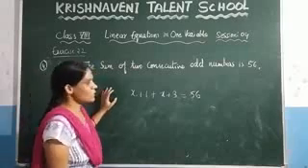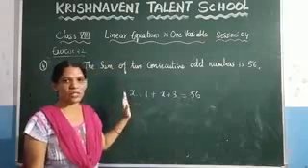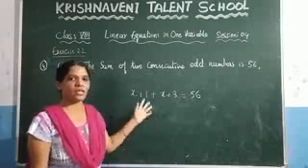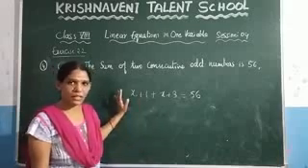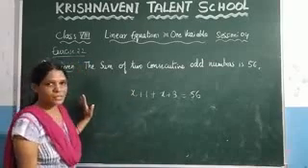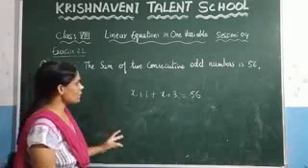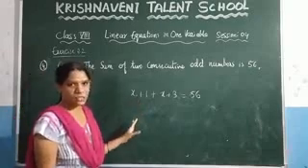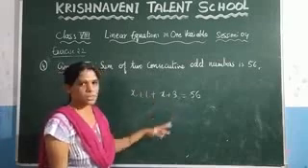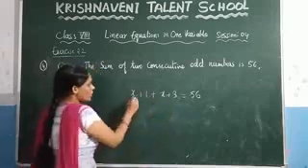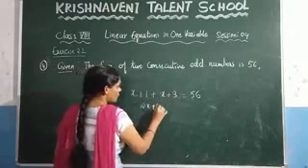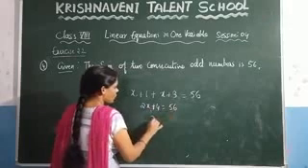In this exercise they will give some condition. Based on the condition, you need to find the equation. If you get the equation, you can easily solve it to find the variable. Here what is given? The sum of the two consecutive odd numbers is 56. Let us consider one odd number is x plus 1, and the next number is x plus 3. Now the value of x plus x is 2x, and 1 plus 3 is 4, is equal to 56.